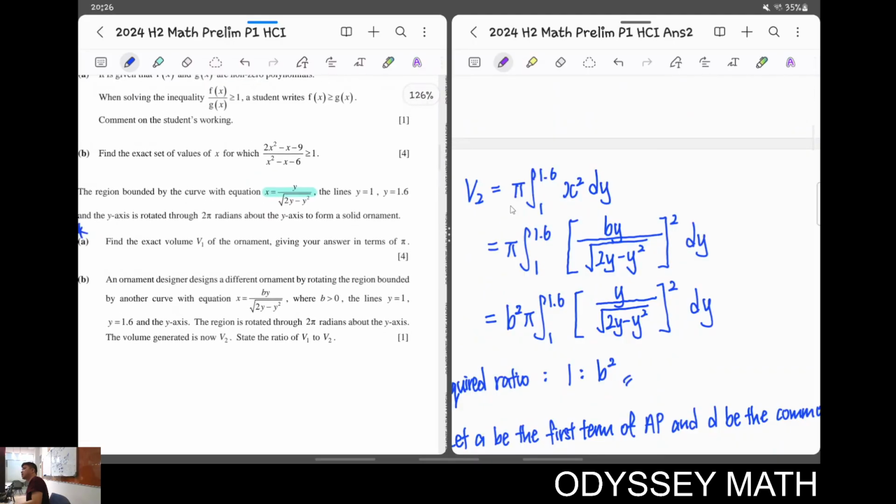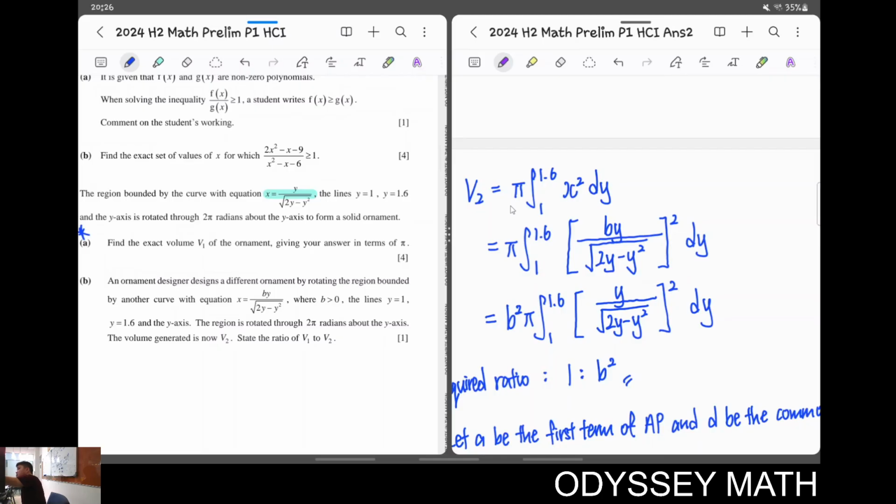An ornament designer designs a different ornament by rotating the region bounded by another curve. Okay, now this equation compared to this equation is that there's an extra b over here where b is more than 0. Everything else remains the same. The line y equals 1, y equals 1.6, and the y-axis, all the same. So the question is asking you, if instead of this equation, they use this equation to find the volume when the same thing is rotated through 2 pi radians about the y-axis, the volume generated is V2, and they would like you to state the ratio of V1 is to V2.